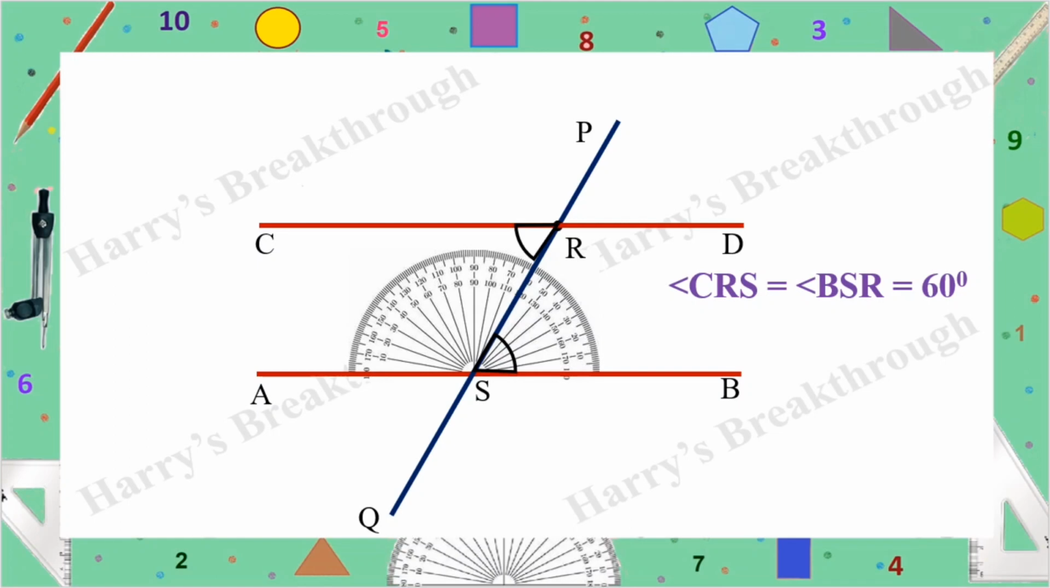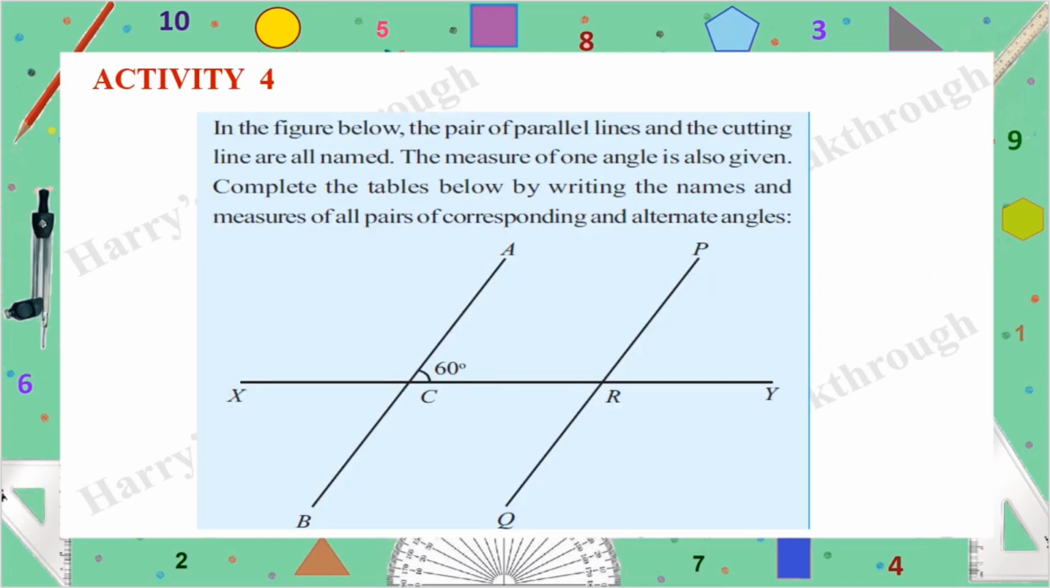So here you could find that a pair of alternate angles are equal. So you got 4 pairs of alternate angles and each pair of alternate angles are equal. This is your fourth activity.